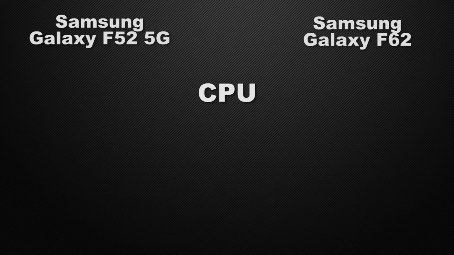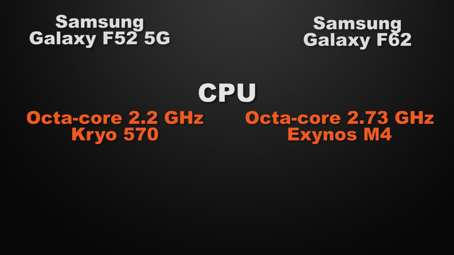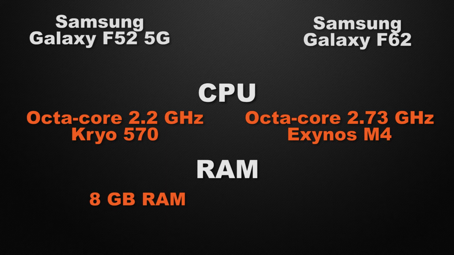Let's talk about the clock speed of the devices. F52 can clock at 2.2 GHz based on octa-core Kryo chipset, whereas F62 can clock at 2.73 GHz based on octa-core Cortex chipset. So the winner here is F62 because it has faster clock speed. And about the RAM variants in the devices, F52 has only one option, 8GB of RAM, whereas F62 has two options, 6 and 8GB of RAM. So clearly the winner here is F62 because it has multiple RAM options.